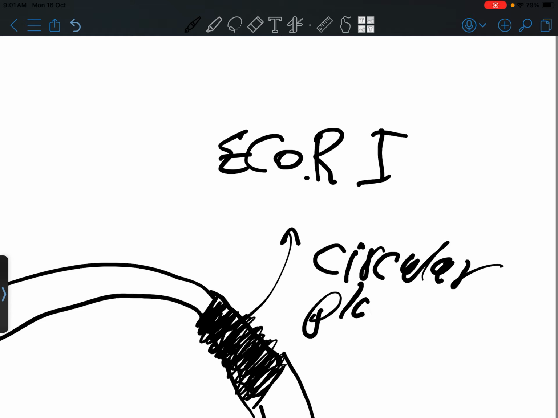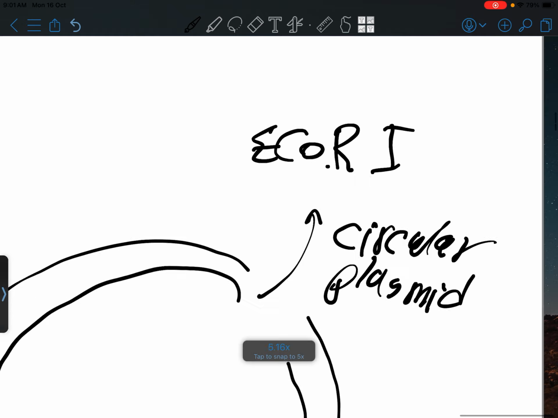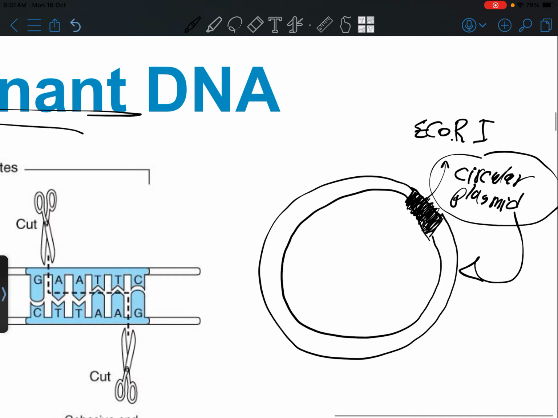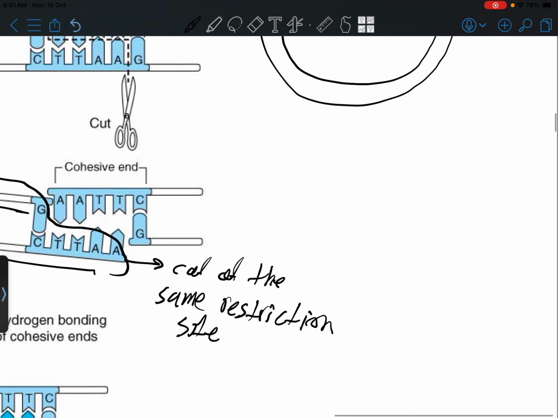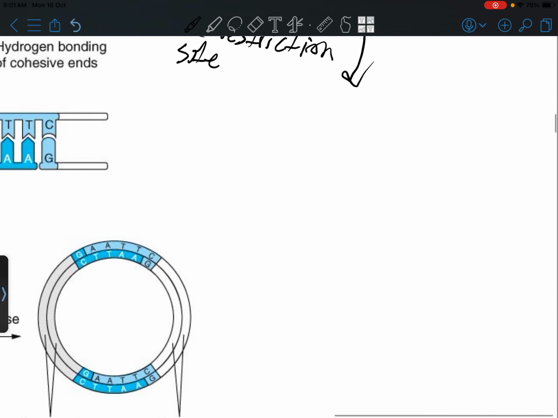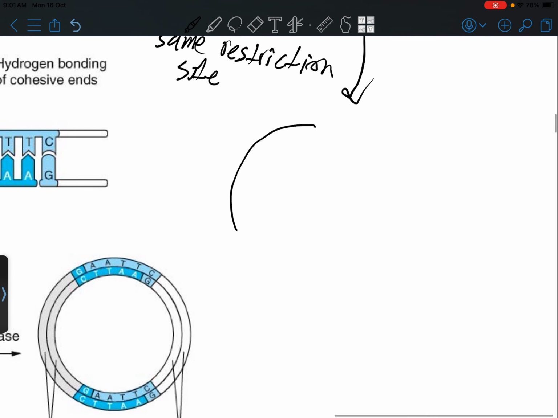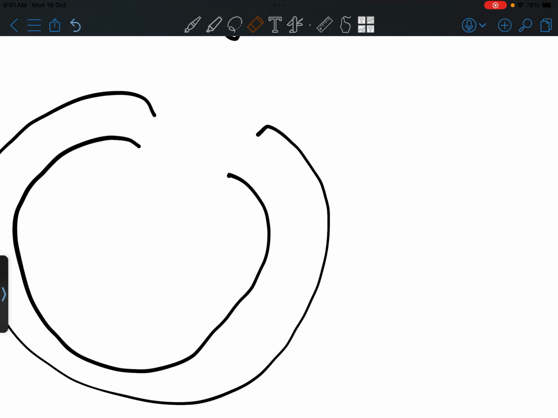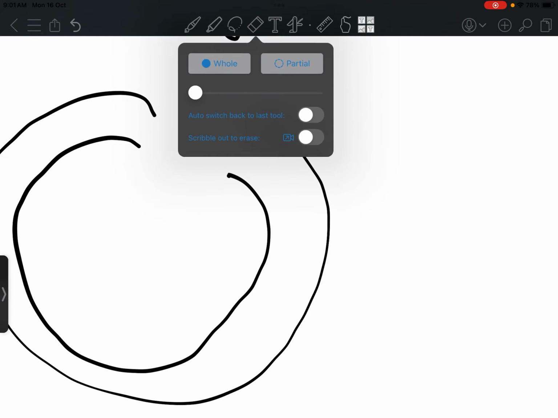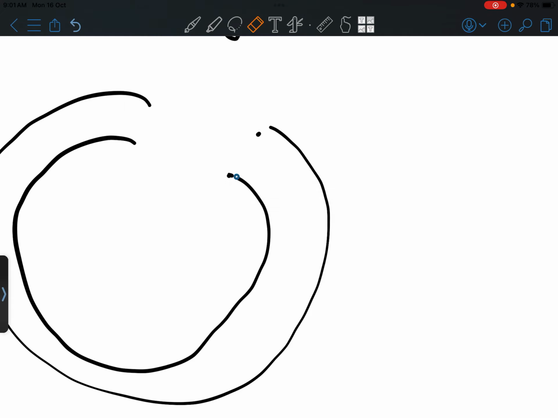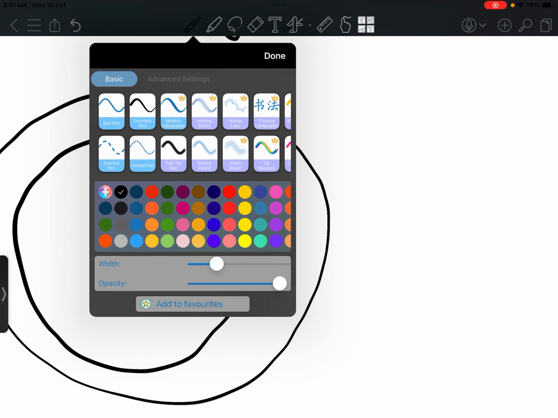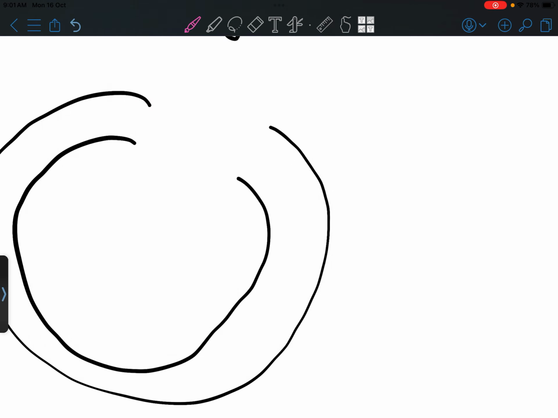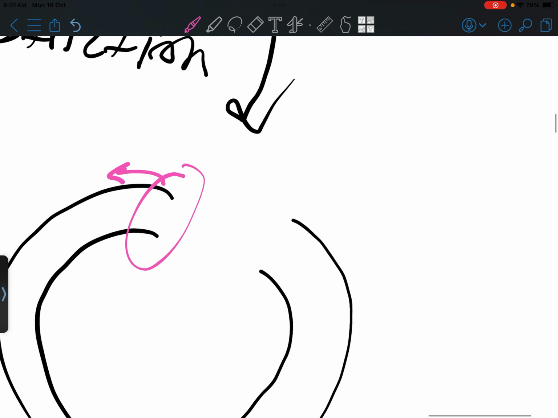So this is one sticky end, this is another sticky end. Okay? Now this is a linear plasmid. It's no longer a circular plasmid. But now this linear plasmid has sticky ends that are complementary to the sticky ends on the DNA fragment that we want to clone. Okay?